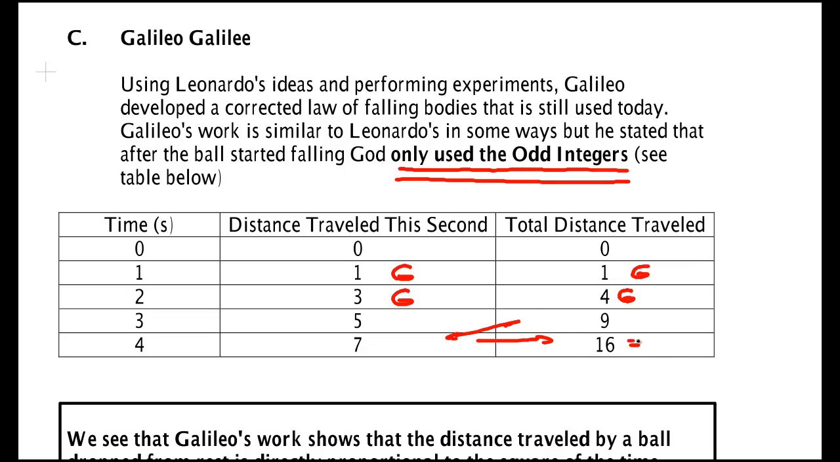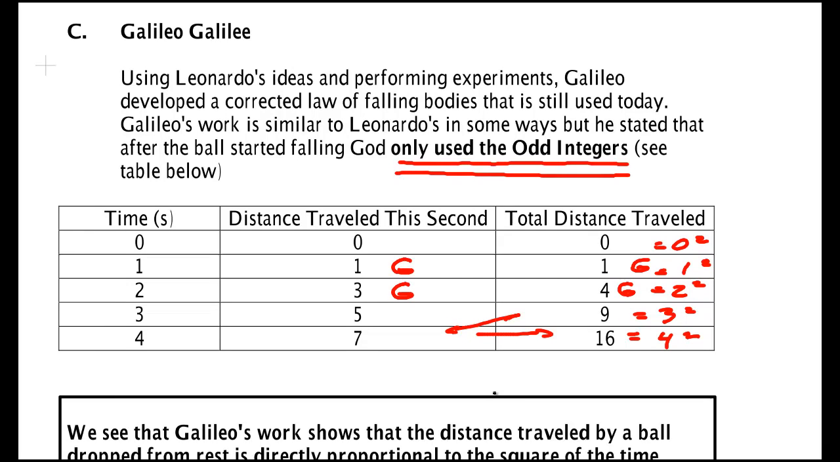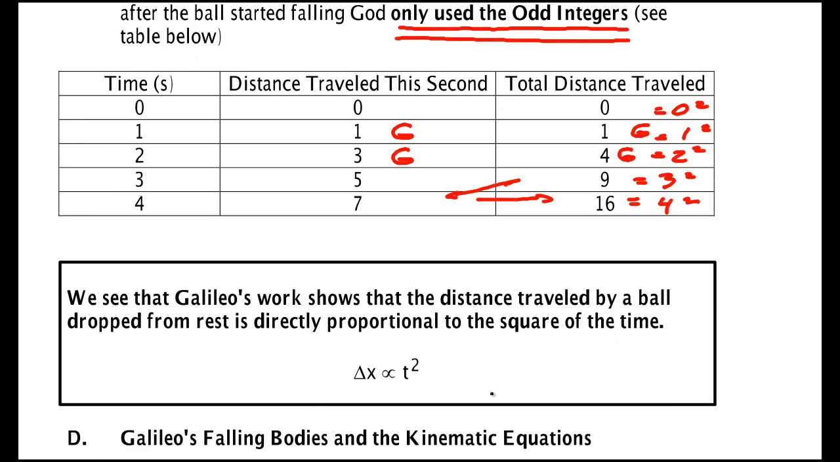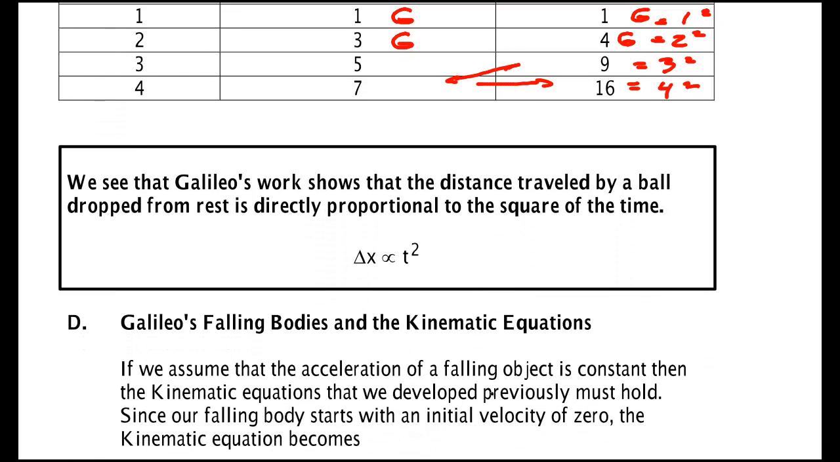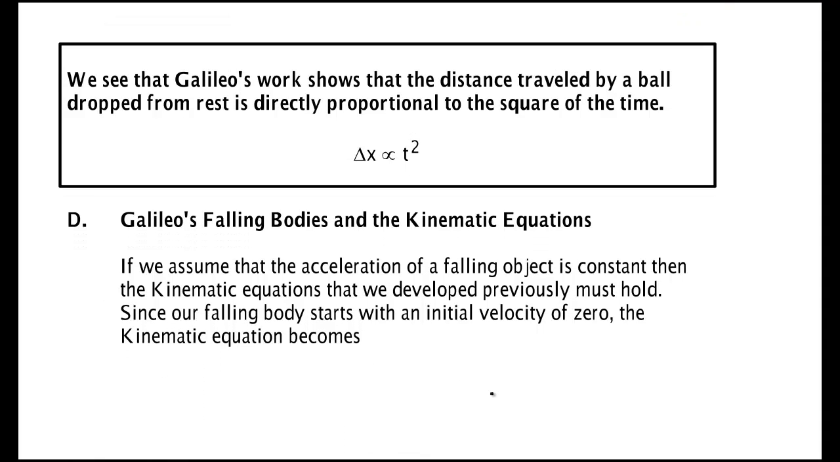But if you look at that, this is 4 squared. This is 3 squared. This is 2 squared. This is 1 squared. And this is 0 squared. So the total distance traveled, the displacement, is related to the square of the time. Now, whether it's exactly equal to or not depends on the units you use. If you use the Galileos, I guess they are. If you use meters, then you might have to multiply by a conversion from Galileos to meters.